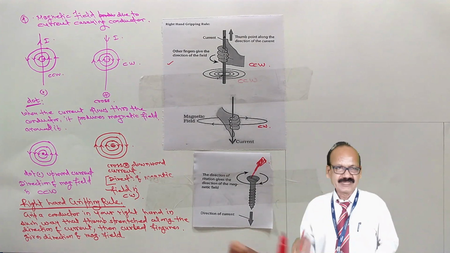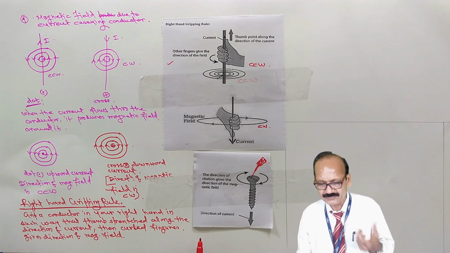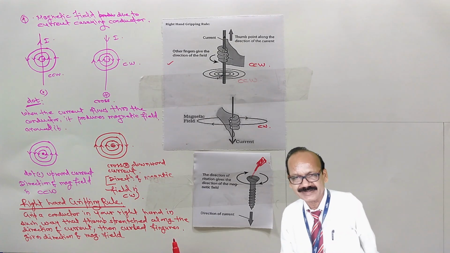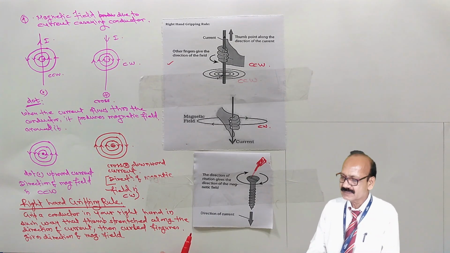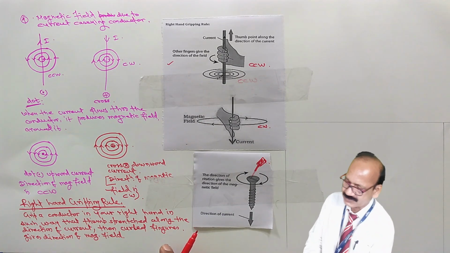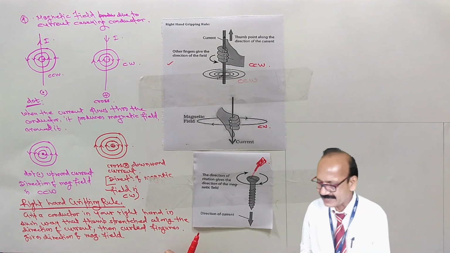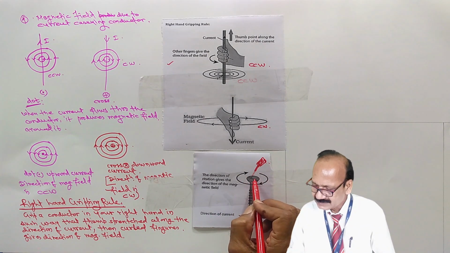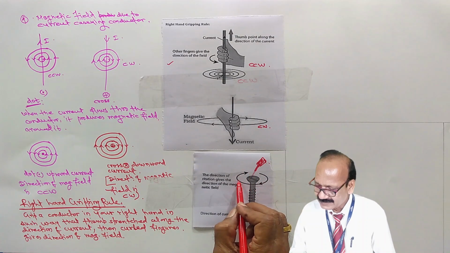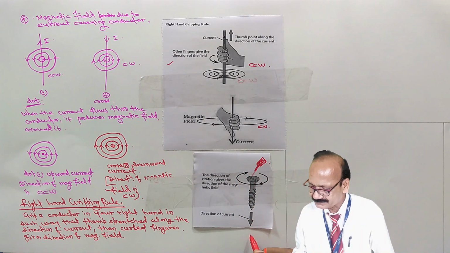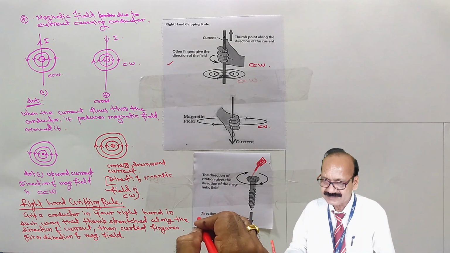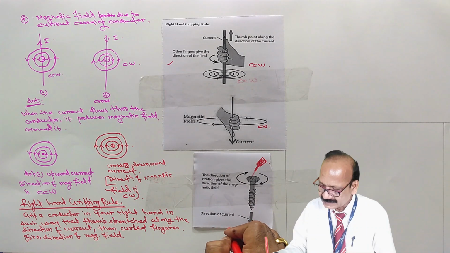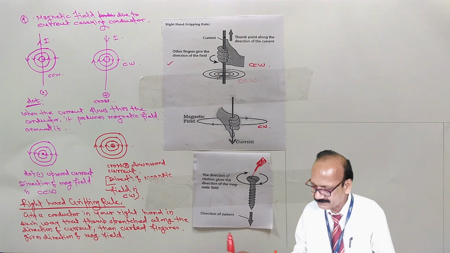Say, when fitting a screw in a batten or a wooden board, the direction of rotation of the screw by the screwdriver gives the direction of the magnetic field, and the advancement of the screw is going inside the wooden board. That is the direction of going indicates the direction of current.